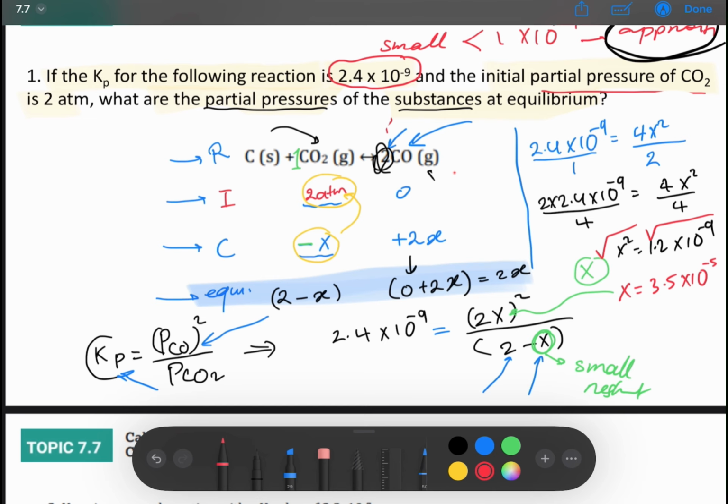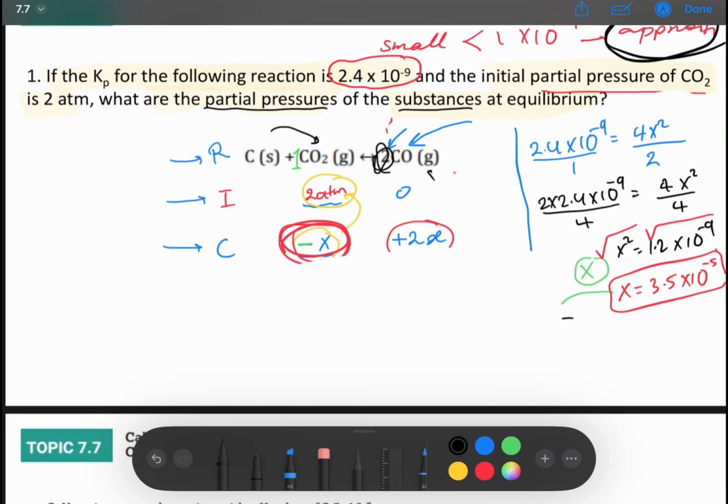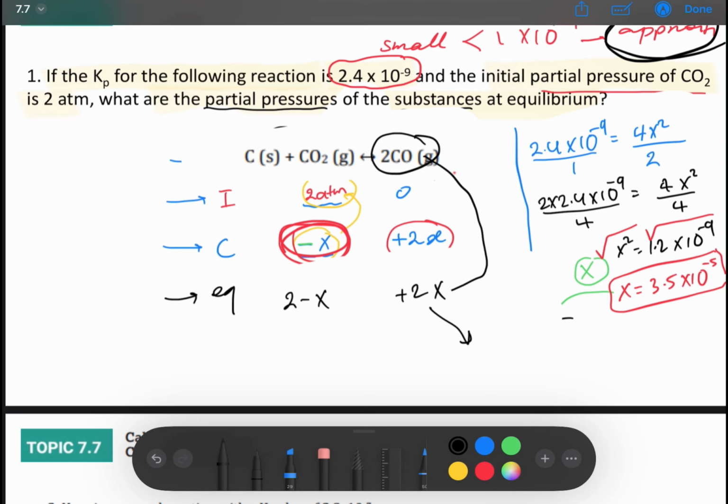But we didn't finish. We calculated the value of x, right? But my target is to calculate the value of 2x and the value of the CO2 pressure. So I want to erase the stuff here and rewrite the things that we wrote before. Here at equilibrium, it's 2 minus x, and plus 2x. Since we determined the value of x, I can calculate the partial pressure for CO, which is 2x. I can say 2 times the value of x, which is 3.5 times 10 to the power negative 5. The answer is going to be 6.92 times 10 to the power negative 5.